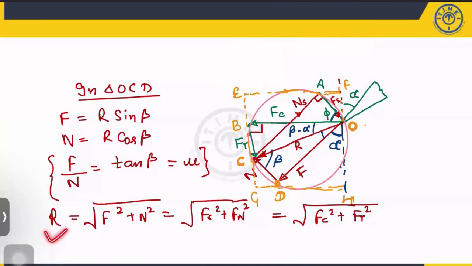That means the resultant value, F square plus N square, Fs square plus Ns square, or Fc and Ft, you can calculate. Once you know one resultant value, you can calculate any forces. Because these angles you can easily derive by using the geometry.